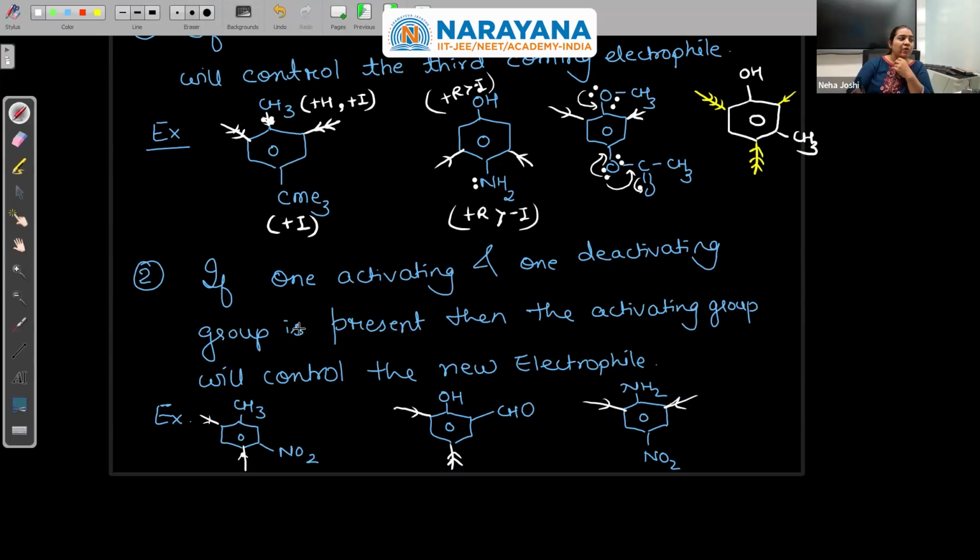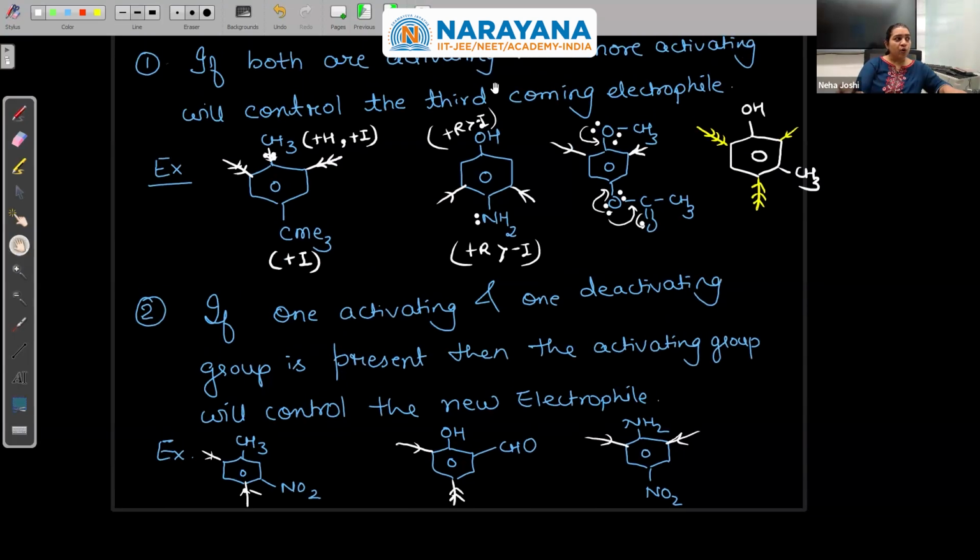Ortho to NH2. When there is one activating and one deactivating group, ignore the deactivating completely. Don't think about whether this is coming ortho to nitro or meta to nitro. None of our concern. Just ignore the deactivating groups completely to make the final decision. Never ever consider any deactivating group's contribution when one activating and one deactivating group is there.